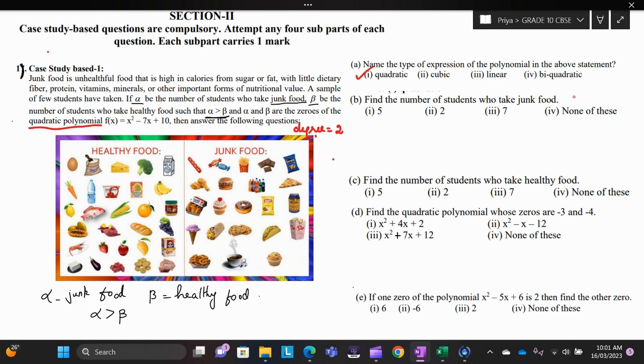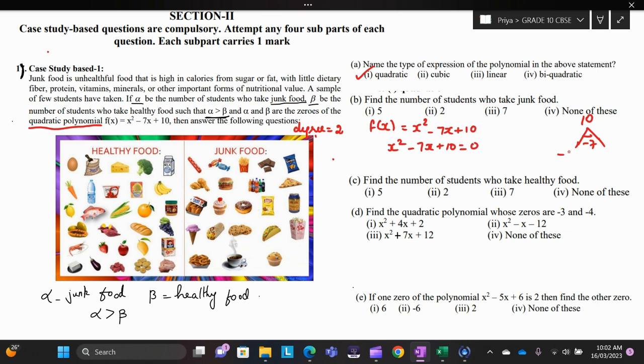Come to question number B. Find the number of students who take junk food. So I know the polynomial f of x is equal to x square minus 7x plus 10, and the number of students who take junk food is alpha, and they also said alpha and beta are the roots of this equation. So I need to find the roots of the equation by equating the polynomial to 0. So x square minus 7x plus 10 is equal to 0. You can find the roots by splitting the middle term, so I am using this method.